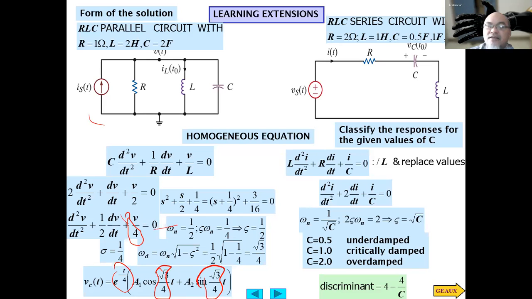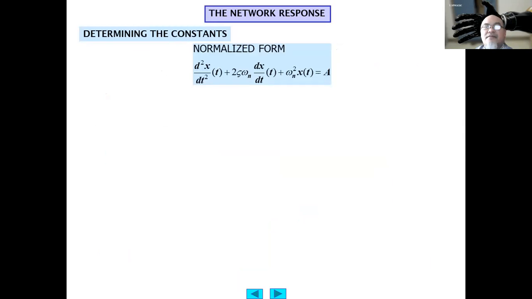How to determine now the coefficients K1, K2, A1, A2, B1, B2? So first, of course, we have to re-express the second order equation into normalized form: d²x(t)/dt² + 2 zeta omega n dx(t)/dt + omega n squared x(t) equals A. The general solution of this will be like this. Remember that this is the homogeneous solution, this part.